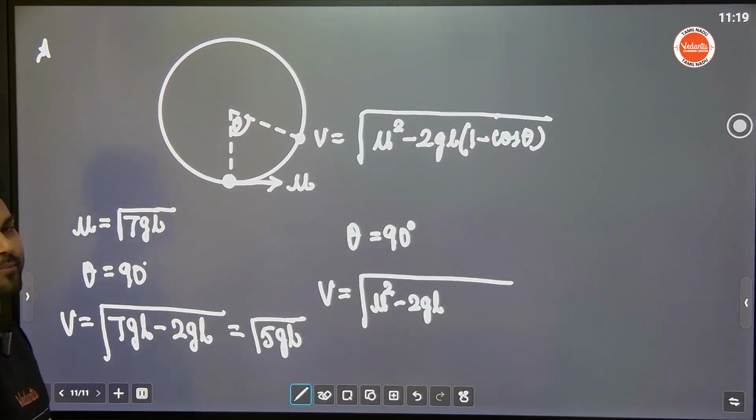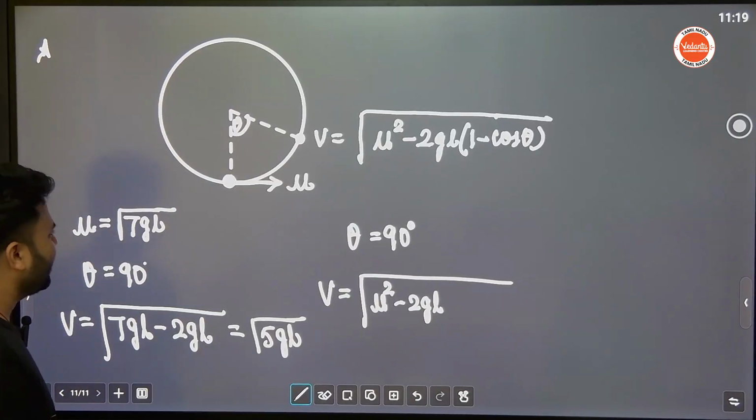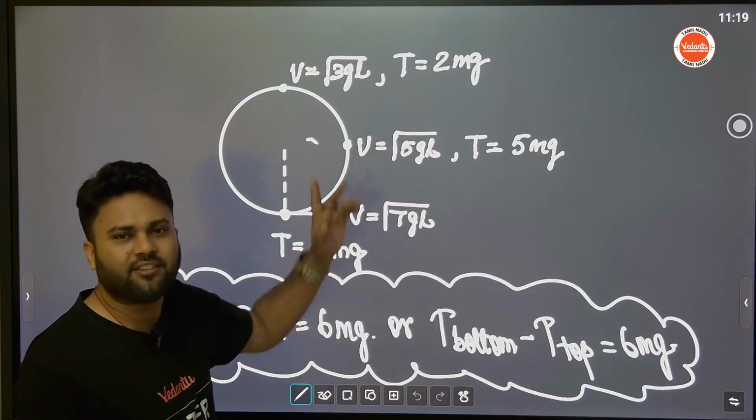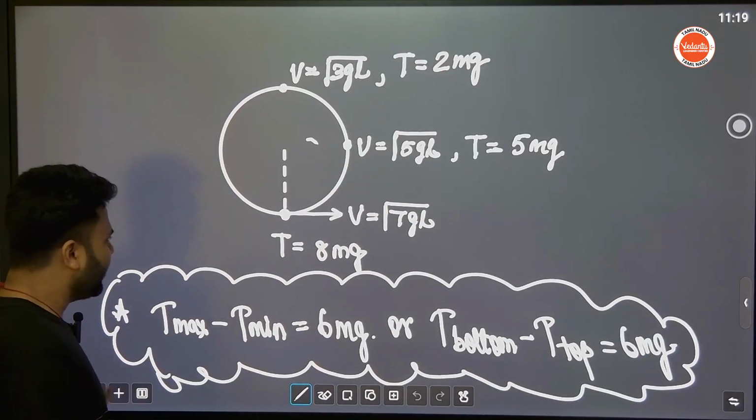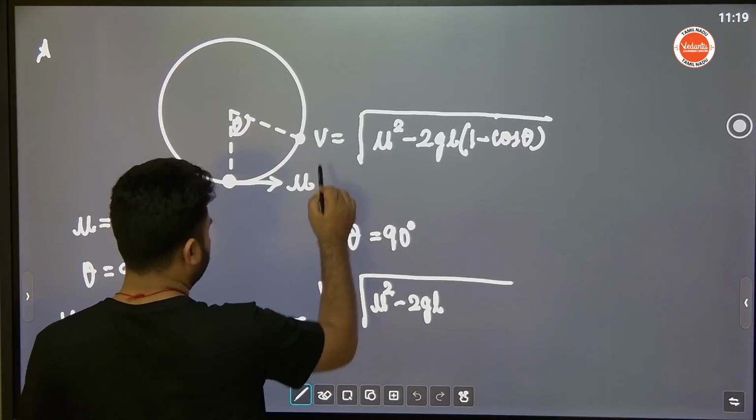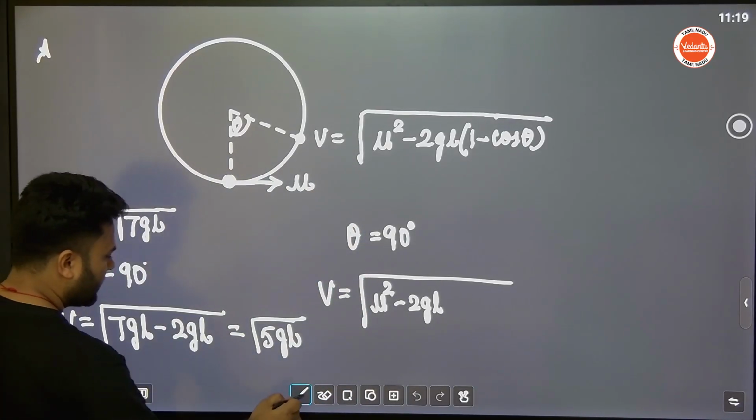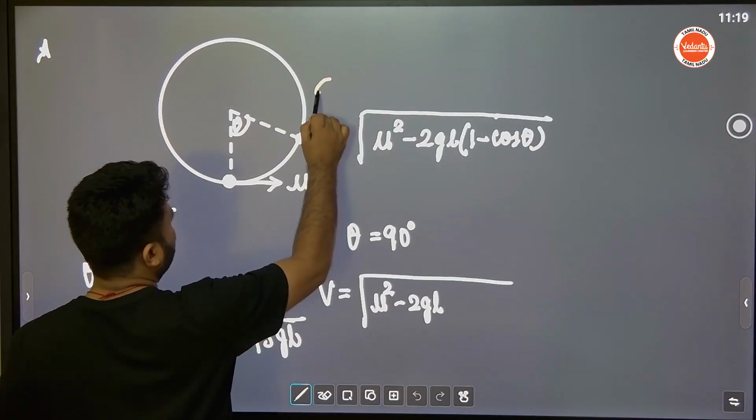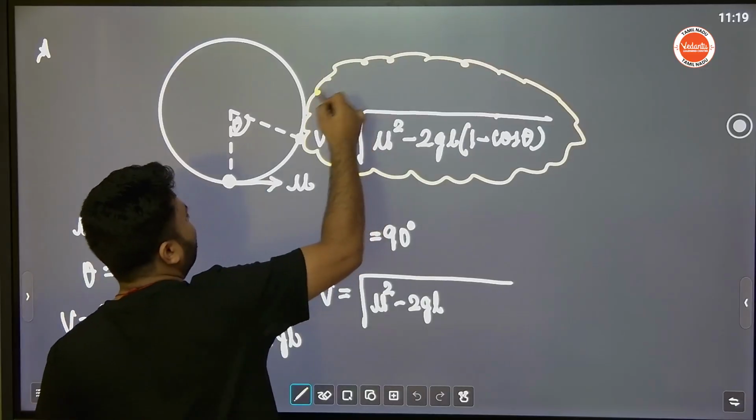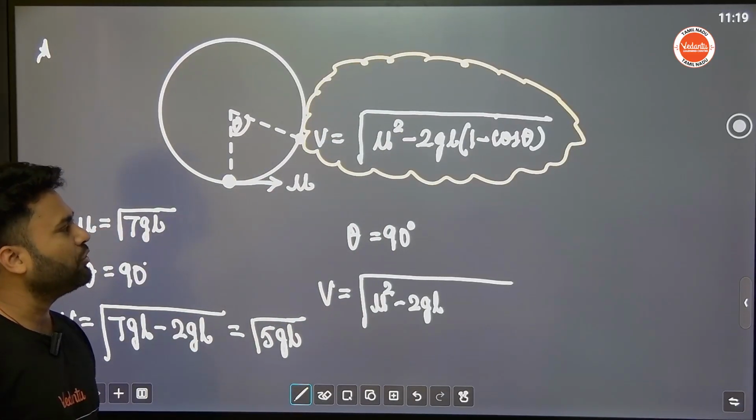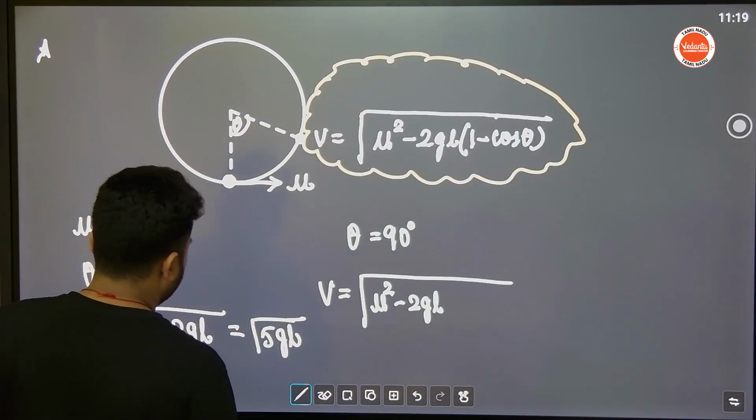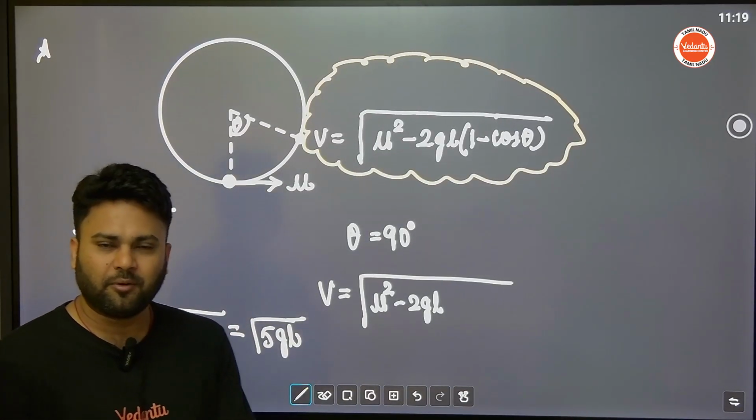Correct. And this can come from that formula directly also. See, under root 7gl, here what was the speed? Under root 5gl. So that's why I say trick is also important, concept is also important. This you need to remember. If they ask what will be the speed at any angle theta, speed will be under root u square minus 2gl (1 minus cos theta). So this is all about vertical circular motion.